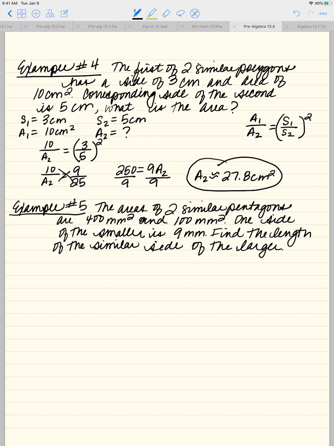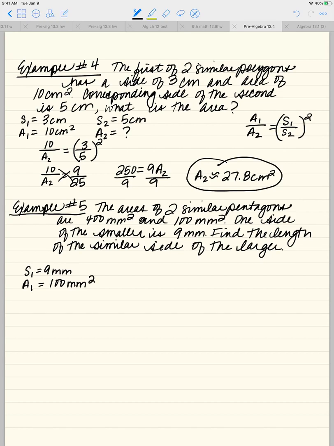Example number 5. The areas of two similar pentagons are 400 millimeters squared and 100 millimeters squared. One side of the smaller is 9 millimeters. Find the length of the similar side of the larger. So, what do we have? We have S1 is equal to 9 millimeters, and area 1 is equal to 100 millimeters squared.